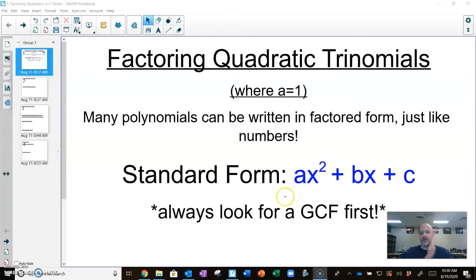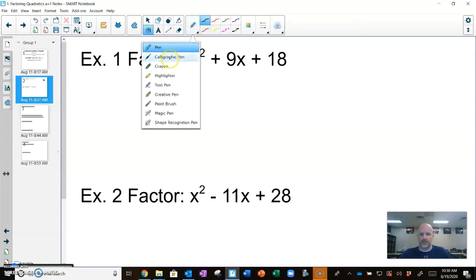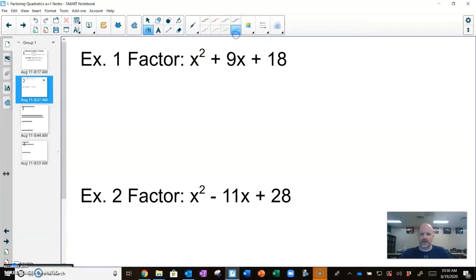All right, so now we're going to start taking a look at a couple examples. Hopefully this is really more review for you guys than anything else. So the first one that we're going to factor together is this quadratic trinomial. Quadratic because the highest power is 2. Trinomial because it's got 1, 2, 3 terms. So it's a quadratic trinomial.